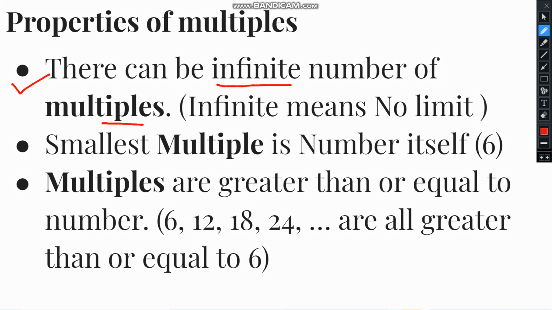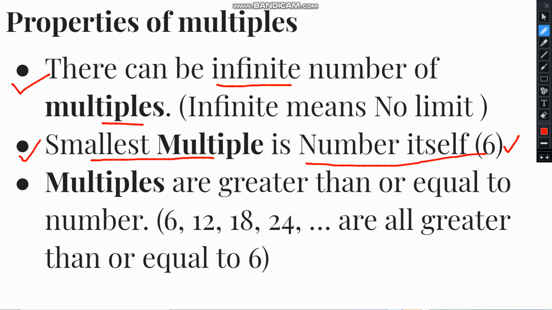Now the second important property of multiples is that the smallest multiple is the number itself. That means if I am writing the multiples of 6, the smallest multiple will be the number itself, that is 6. Because we are going to multiply it with 1, so 6 into 1 is 6. So the smallest multiple is the number itself, whatever may be the number. अगर हम 100 के मल्टीपल लिख रहे हैं तो 100 सबसे छोटा होगा because the next multiple will be 200. So which will be the smaller one?